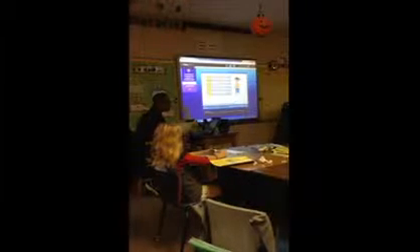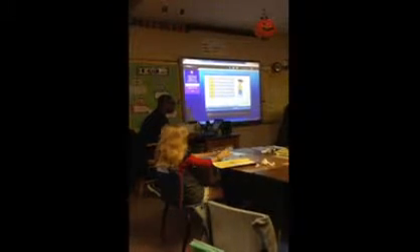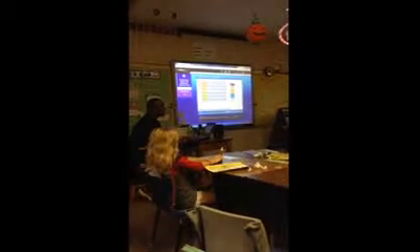Look at the first row. What pattern do you see? This top row, what's it changing by?